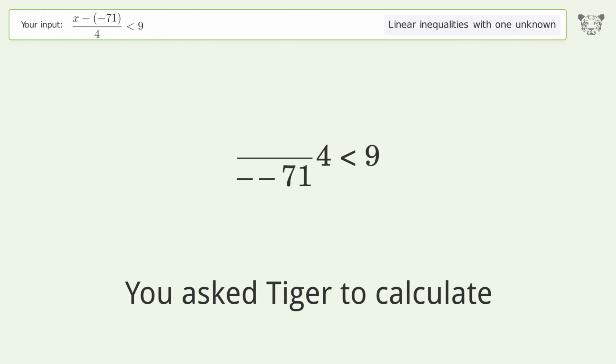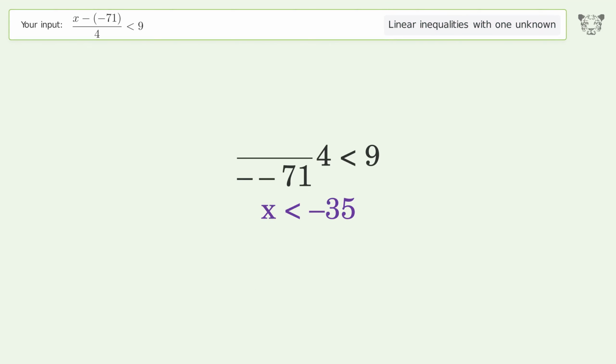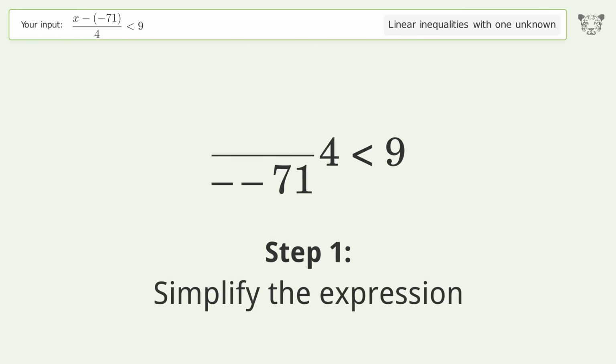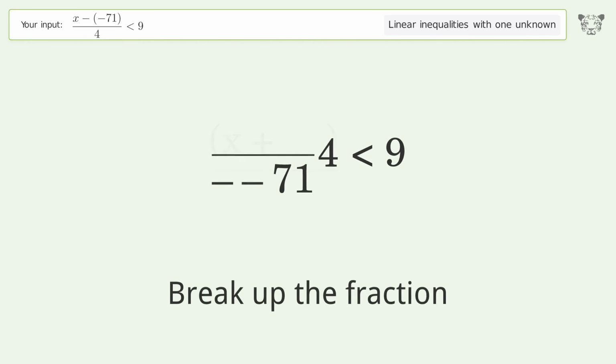You ask Tiger to calculate. This deals with linear inequalities with one unknown. The final result is x smaller than -35. Let's solve it step by step. Simplify the expression. Break up the fraction.